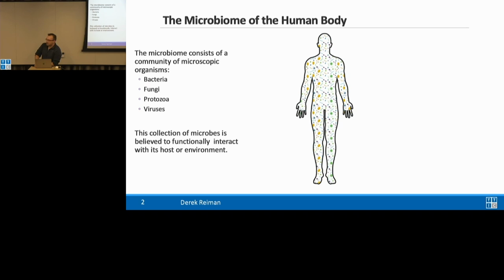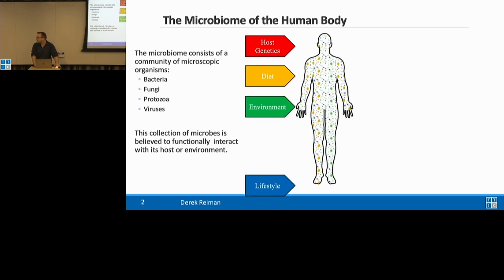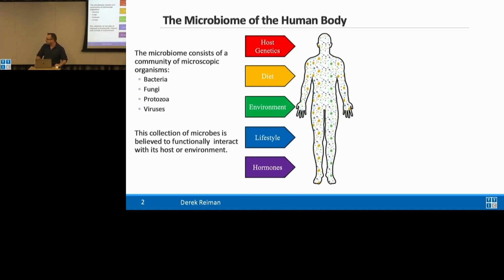So the microbiome, when we talk about it, is a collection of microscopic organisms. Generally we talk about this in terms of bacteria, but we can also think of fungi, protozoa, and viruses to be part of this community as well. It's believed that this environment functionally interacts with its host. In the case of the clinical microbiome, we talk about the human, or maybe mouse models, but you can also think of marine biology, the microbes in the ocean, or agriculture, the microbes in the soil. In the case of clinical microbiology, different things can impact this community, such as genetics, dietary intake, the environment you live in, your lifestyle, and hormones.